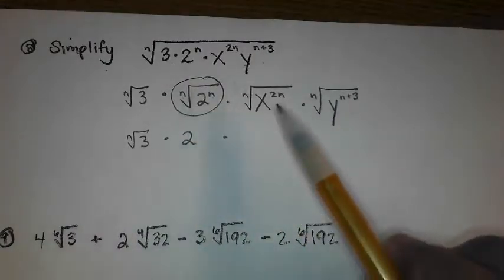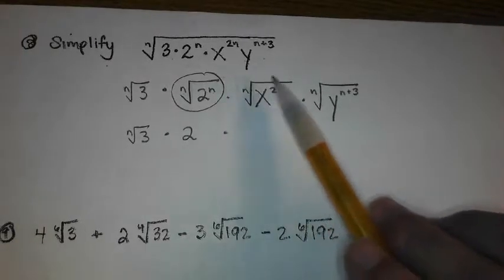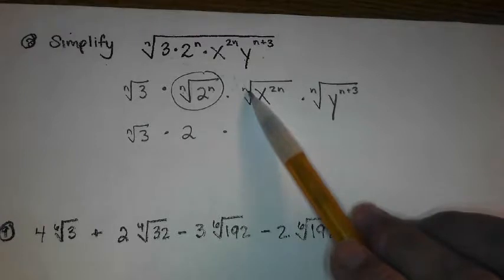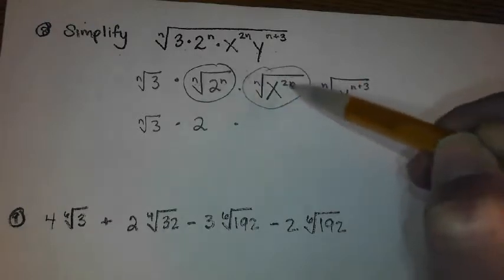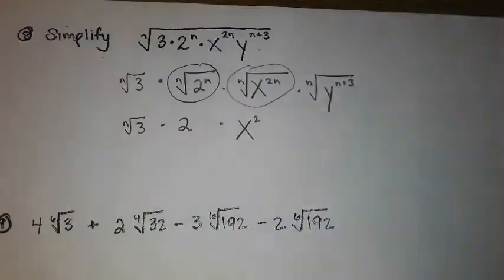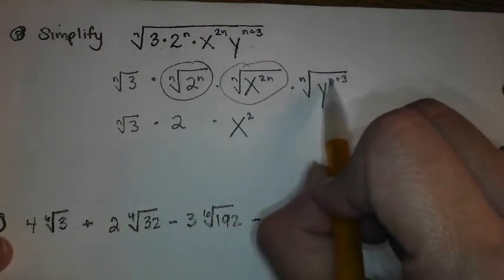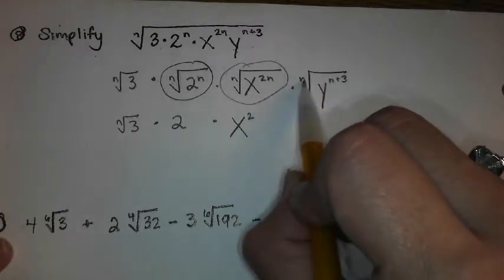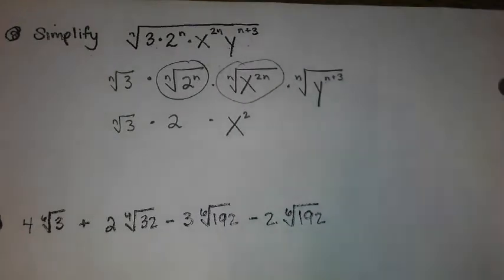Now with our variables, we want our exponent to be divisible by the root. Is 2n divisible by n? Yes, right? And so if we want to actually simplify that, we do the division. What is 2n divided by n? Just 2, so that's just x squared. Right? And the last one, we want, again, the exponent to be divisible by n. Is n plus 3 divisible by n? Sort of depends on what n is, but probably not, right?